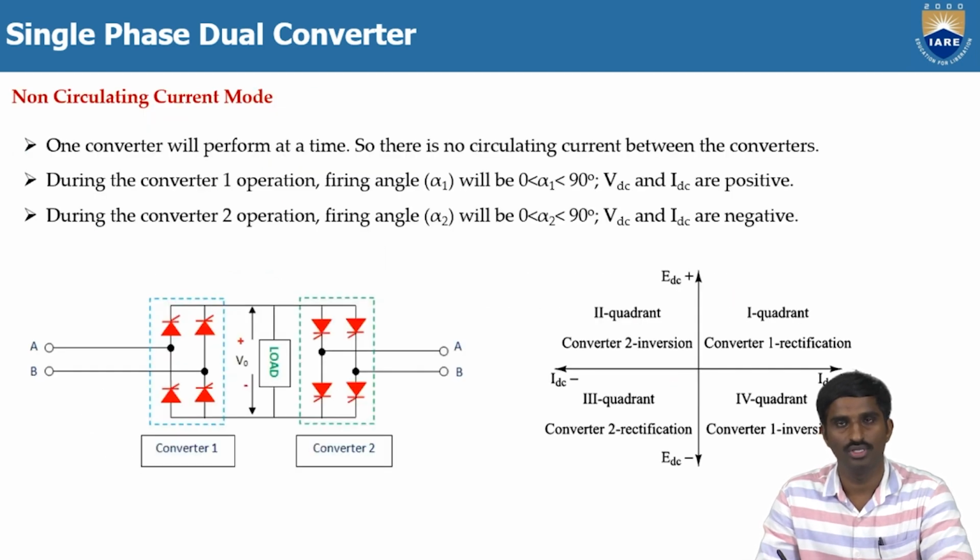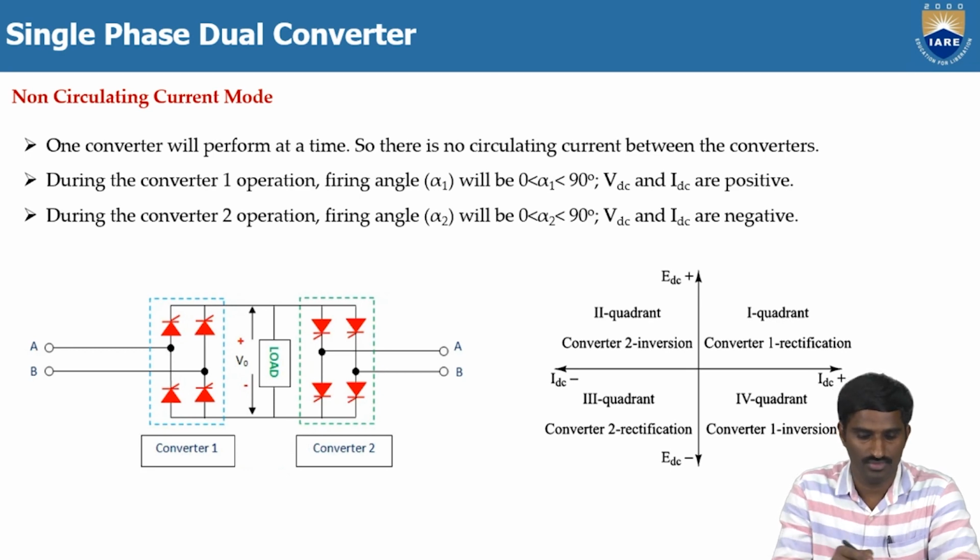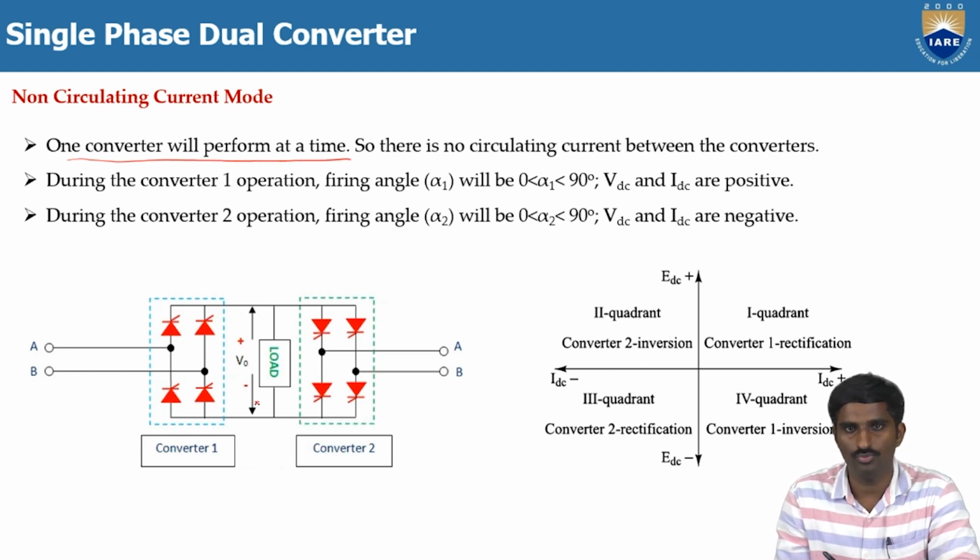First we will discuss the non-circulating current mode. It is very simple. In the non-circulating current mode, one converter will perform at a time, which means both the converters should not perform at the same time. Only one converter should perform at a time. Either it can be the first converter or the second converter. If only one converter performs at a time, that kind of operation is called the non-circulating current mode.